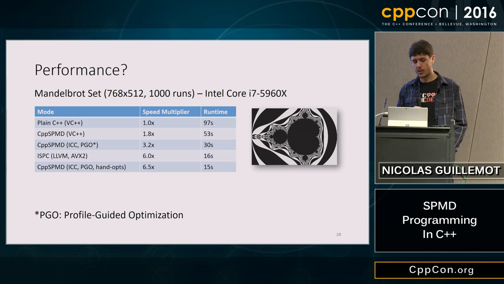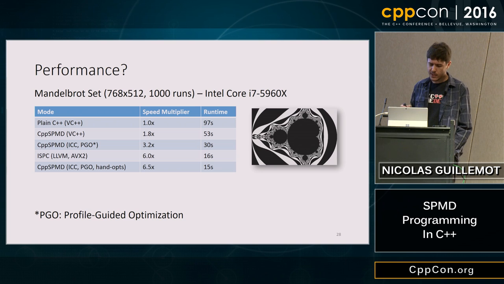Notice the Intel compiler, ICC, does a bit better job, down to 30 seconds. That's nice. And these differences between compilers are so huge that I think we need to make compiler vendors aware of how to optimize code for this. That's what it means to me. Moving on, ISPC still managed to get a huge speedup over this CppSPMD code, going down to 16 seconds. And in this case, I was like, come on, this is C++, we should be able to do better.